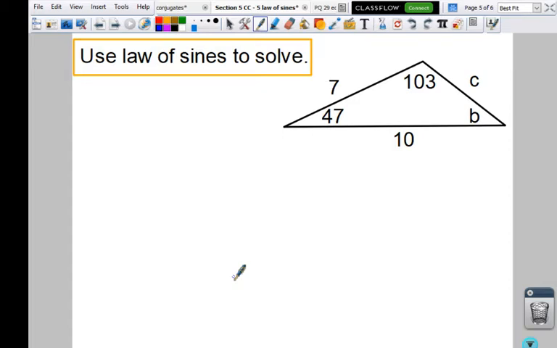Then we'll go over it, and that'll be it. You might start on the exit ticket if you're done already. Finding B is easy. I should have made it more difficult, but I didn't. 180 minus 103 minus 47 equals B. Did you get 7.51? I got 7.5. Yeah, did you get 7.5 over 5? That's why you rounded up to 1? Yeah.